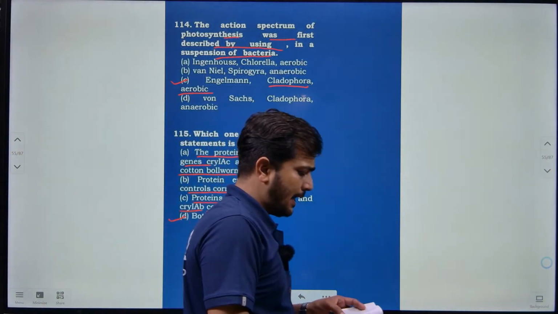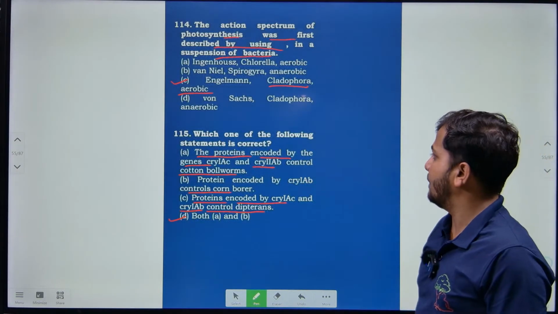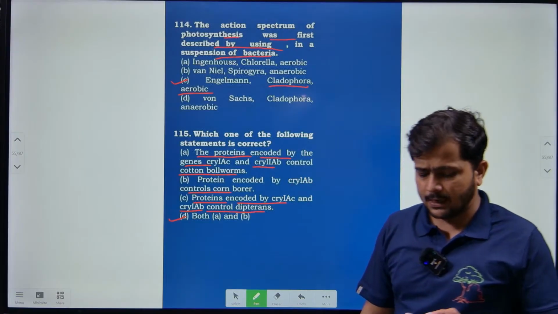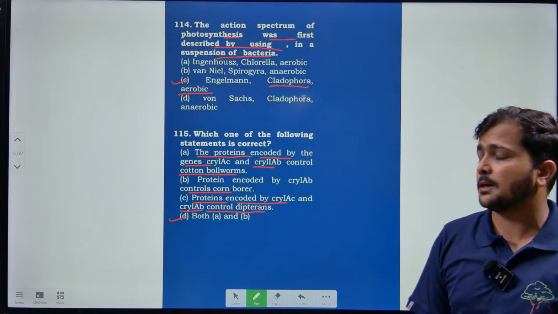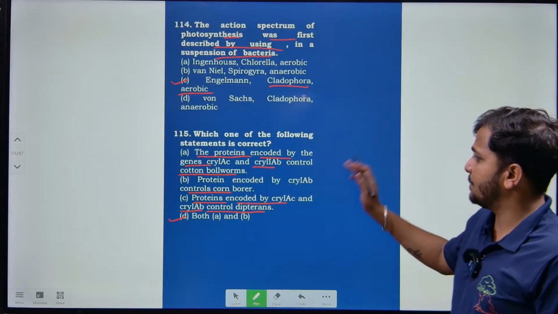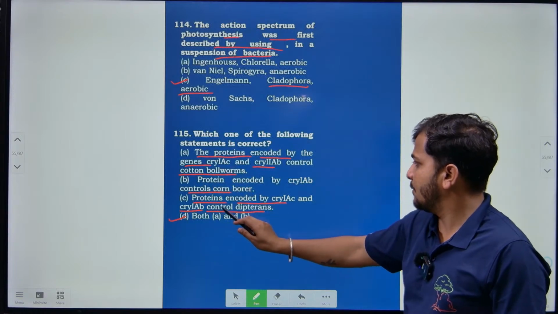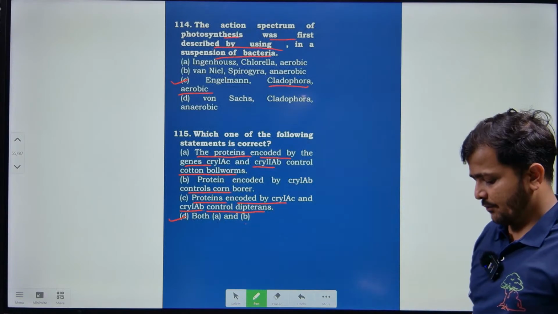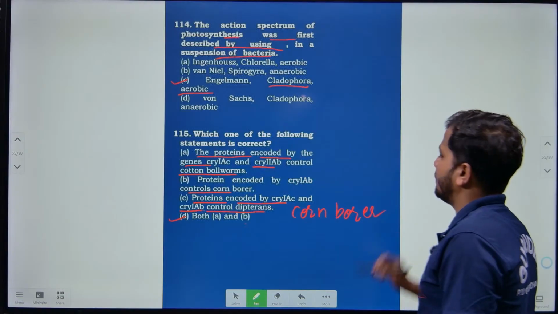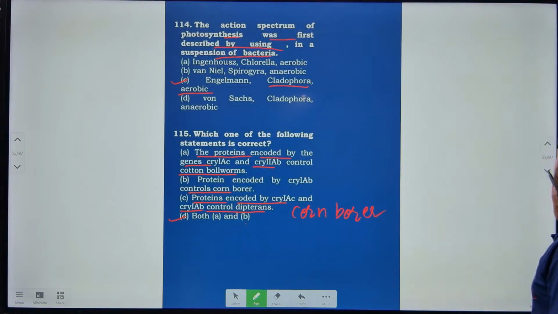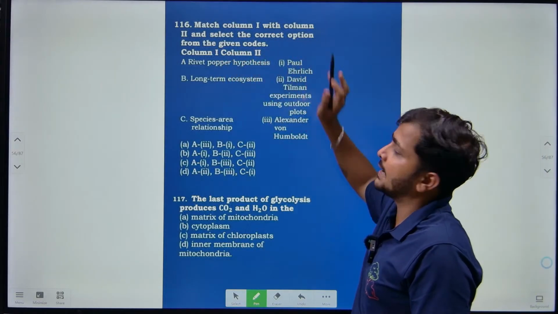Majorly, the proteins encoded by the cry genes, that is cry1AC and cry2AB, control the cotton bollworm, right? And cry1AB controls the corn borer, right? So here both A and B are correct. With respect to cry1AB, you are going to find that it controls the corn borer, a type of insect, so that can be controlled here, right?